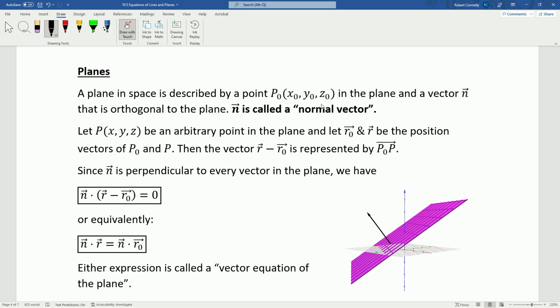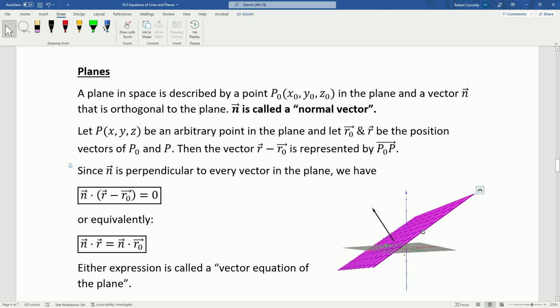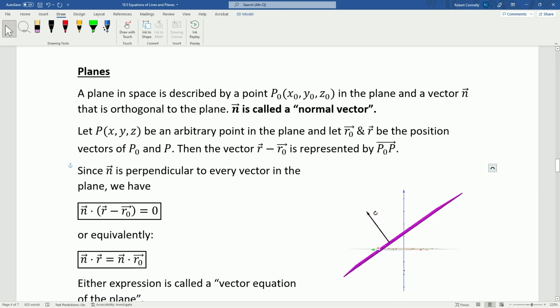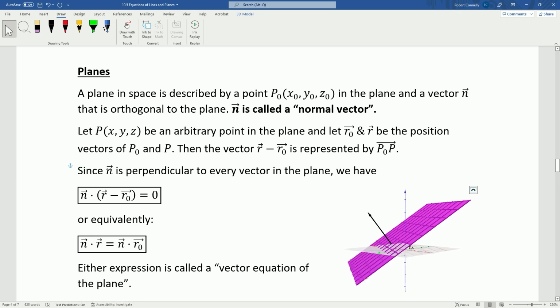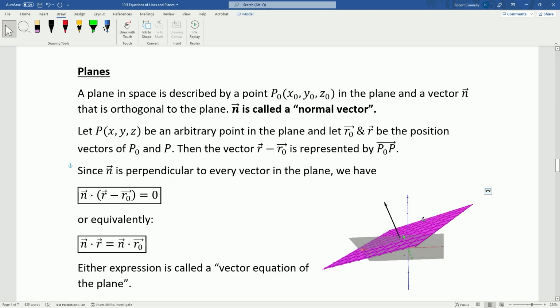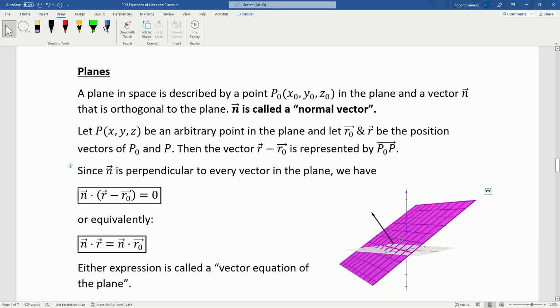But what do we know? Well, if the normal vector is orthogonal or perpendicular to the plane, then that means it's orthogonal or perpendicular to every vector in the plane. So if we take a look here, we've got this normal vector in our model. It's perpendicular to the plane. But that means if you draw any other vector in this plane, any other arrows along this plane, it's going to be at a right angle to those vectors as well.